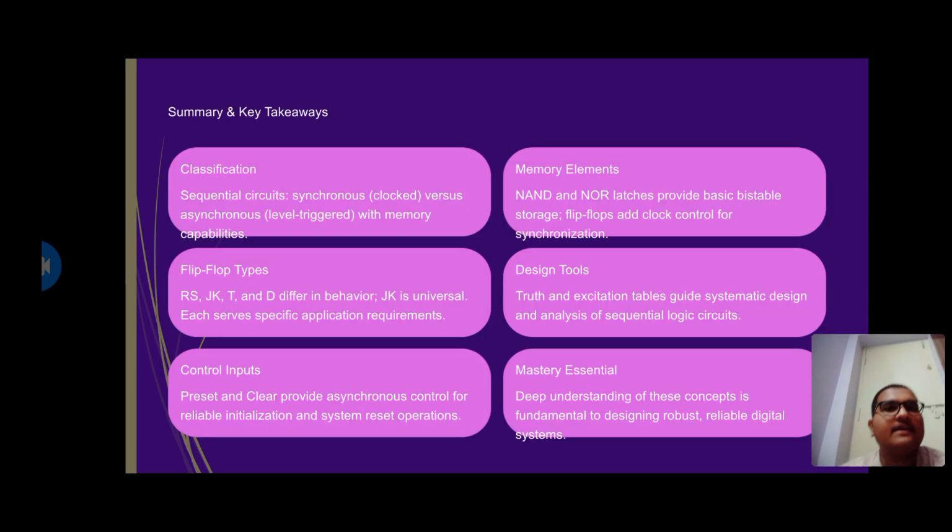Summary and key takeaways: classification of sequential circuits, synchronous and asynchronous. We have talked about that. And memory elements, NAND and NOR latches, different types of latches. Next we have talked about different types of flip flops like RS, JK, T, and D flip flops, their behavior and their circuit diagrams too.